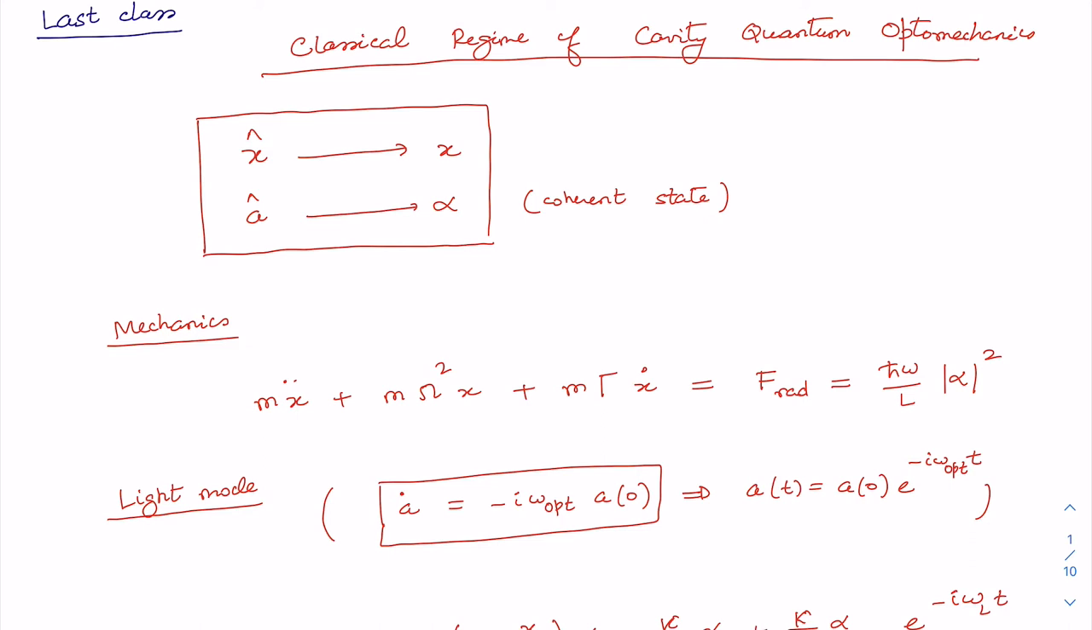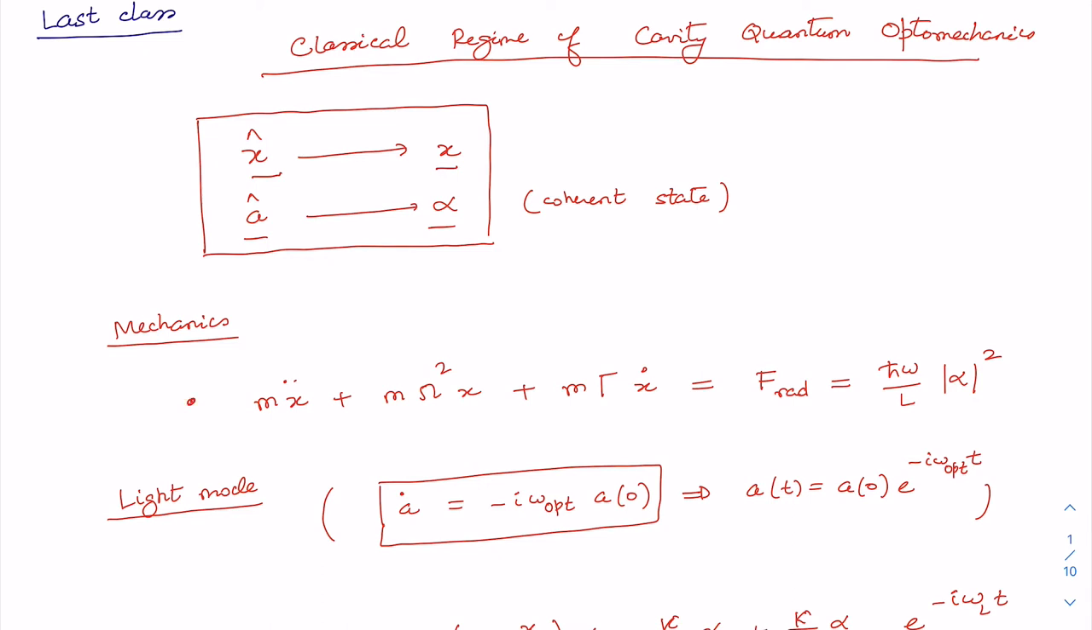In the classical limit, we replace the position operator x cap by the corresponding classical variable x, while the light field, which is represented in the quantum regime by the annihilation operator a cap, is replaced by the coherent state alpha, which is the most classical state of a harmonic oscillator. And we all know that the light, which is an electromagnetic field, behaves like a harmonic oscillator. The equation of motion will be in the form of x and alpha, and we have written two equations, one for mechanics and the other for the light mode.